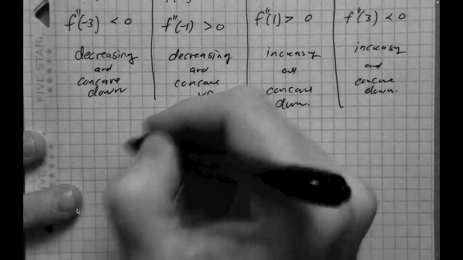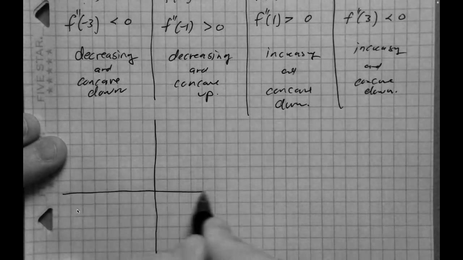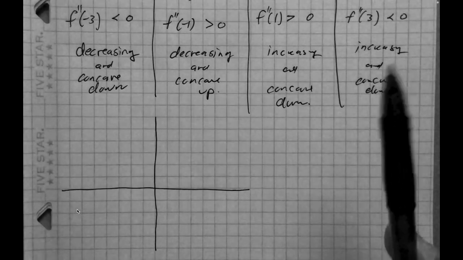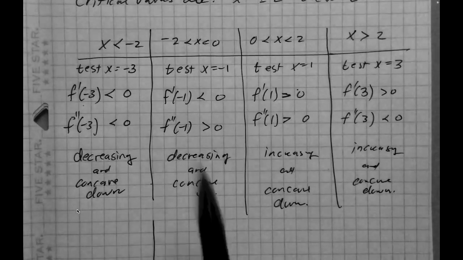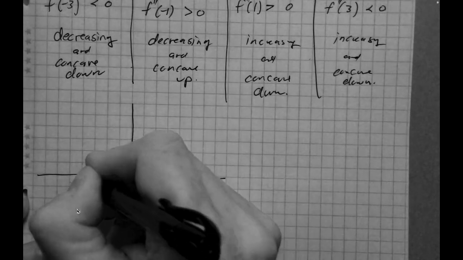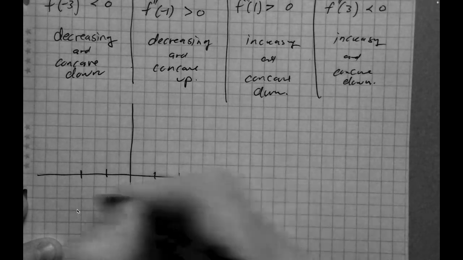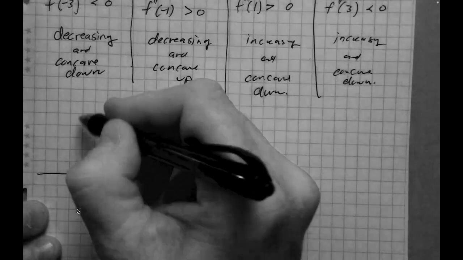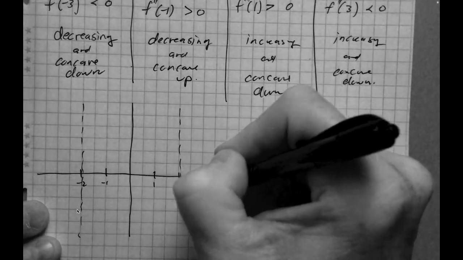Okay, so let's try to graph this thing. Let's see what it looks like. Okay, so we know that we have asymptotes here and here, right? So this would be your -2, this is 0, and this is +2. So we know we're going to have asymptotes at the 2 and the -2. So let's just put those in right away. Okay, so this will be 1, 2, -1, -2. So I'm going to sketch in these vertical asymptotes here like that.